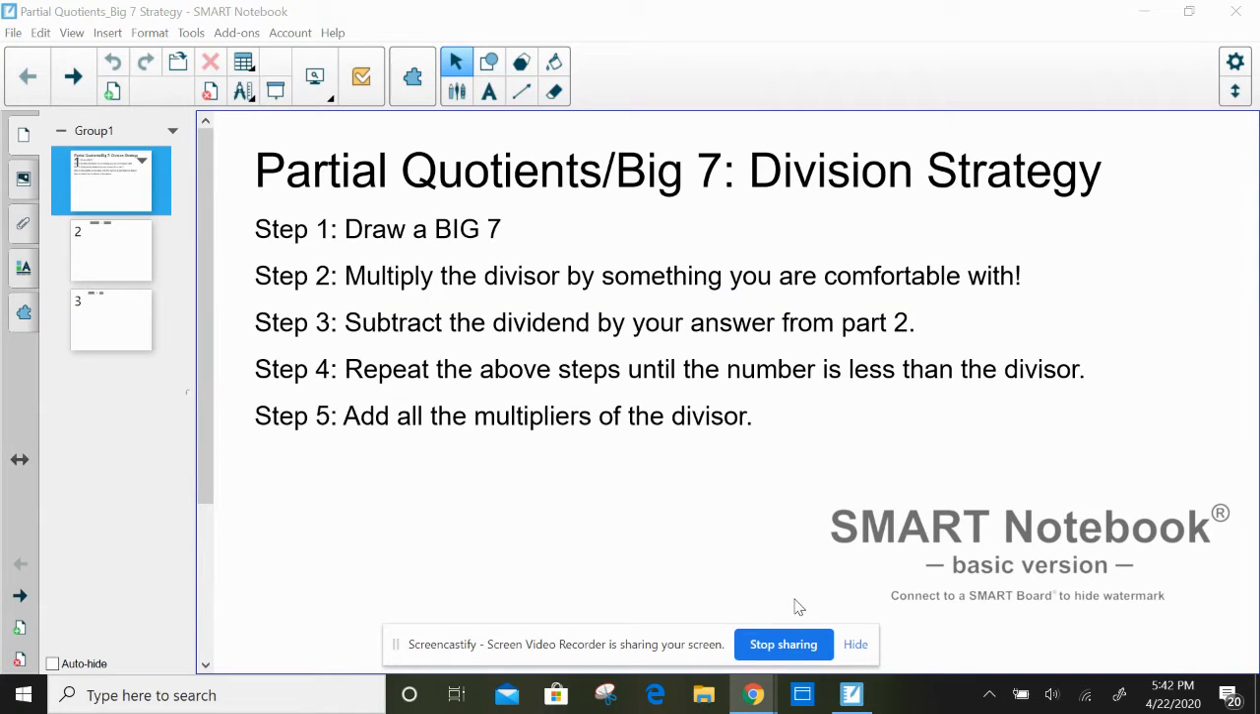In this video, I'm going to explain what partial quotients, also referred to as Big 7, is. Partial quotients, also called Big 7, is a division strategy. The first step is to draw a Big 7 shape. Then you multiply the divisor by something you're comfortable with. Then you subtract the dividend by your answer from part 2. Repeat the above steps until the number is less than the divisor, and add all the numbers together.